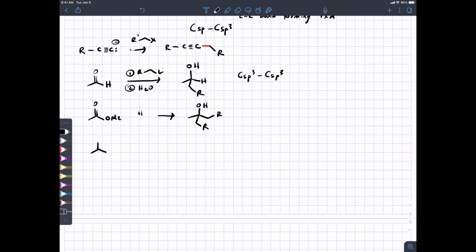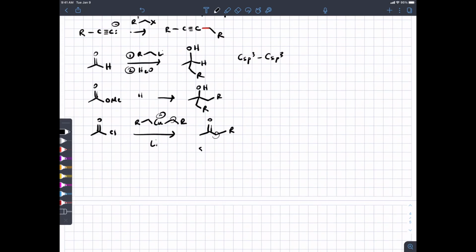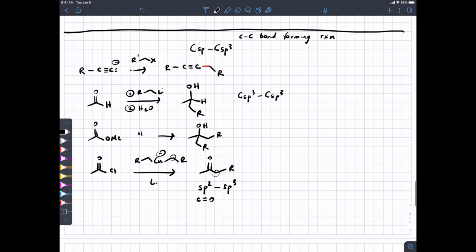Remember that if you started with an acid chloride and used a cuprate, you can make a bond between the carbonyl and an sp3 hybridized carbon from the cuprate. So that's an sp2 to sp3 bond where this one's involved in a carbonyl. So at that stage, our abilities were growing.